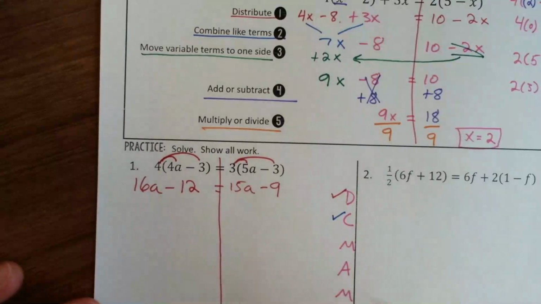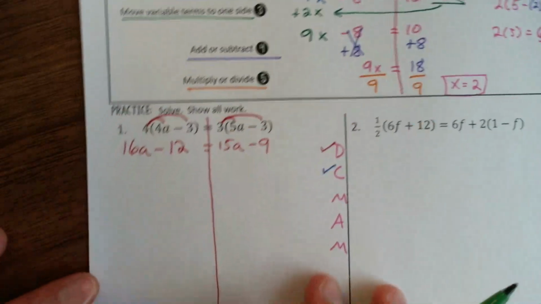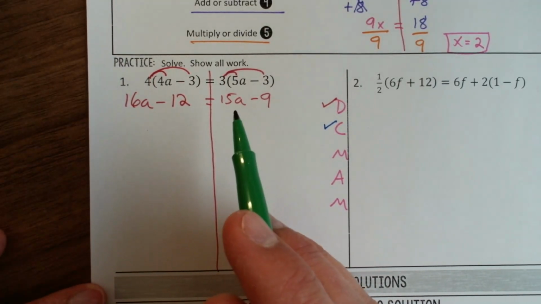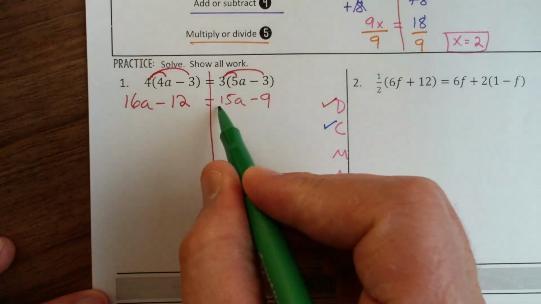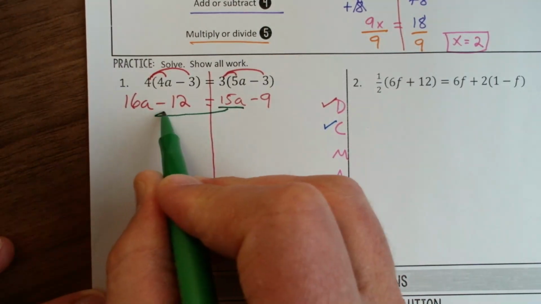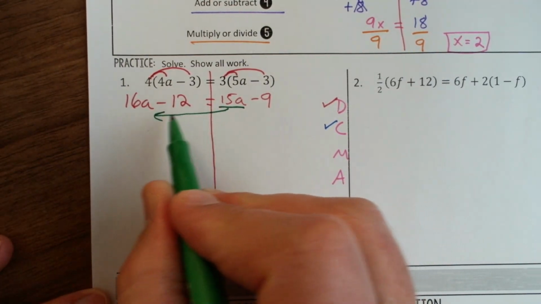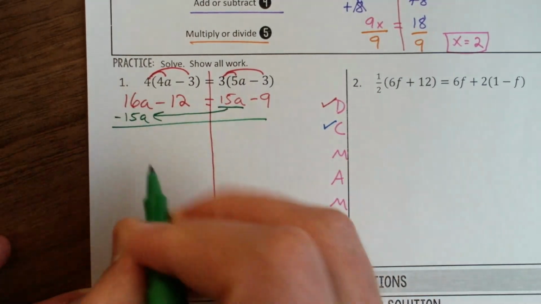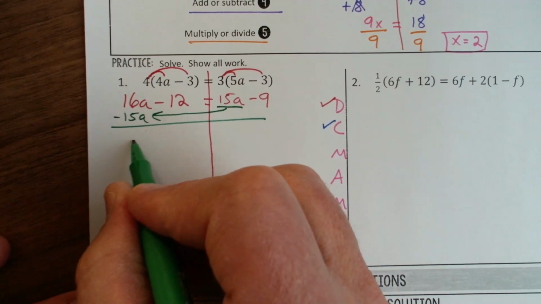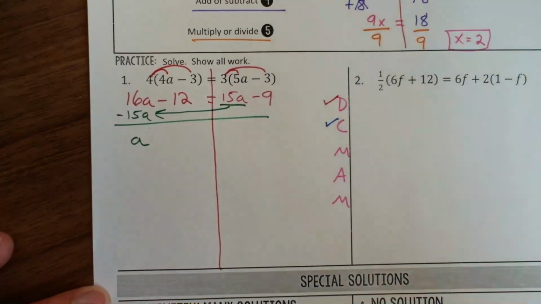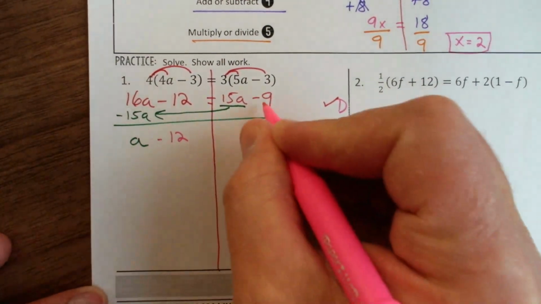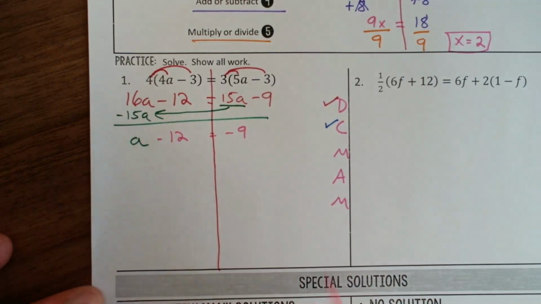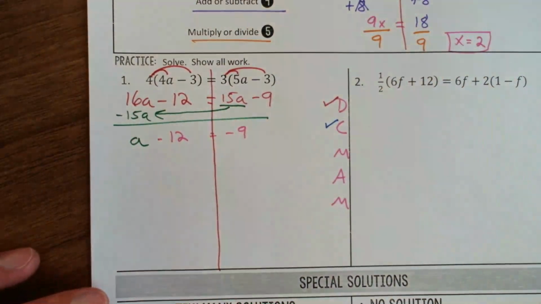All right, step number 2, or 3, excuse me. Move the variable to one side. So I look for my variables. I have 16a over here. I have 15a over here. I always want to move the smaller variable. So I'm going to take this and move it all the way across. And when it crosses that equal sign, it becomes negative. So this is negative 15a. 16 minus 15 is a single a. Nothing happened to that negative 12. Nothing happens to this negative 9. That 15a went away, it went over here. Okay, cool. That move step, done.